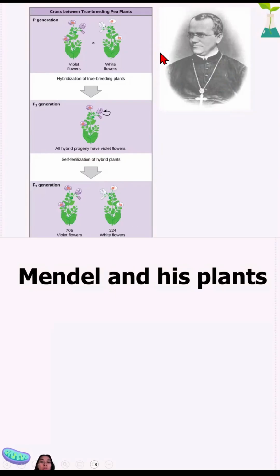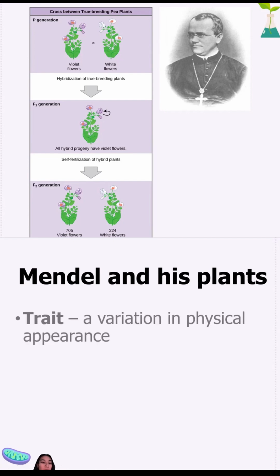The person who started this concept of inheritance was Mendel, and he did a lot of experiments with plants, specifically pea plants. What he was looking at were traits. He saw that some pea plants had purple flowers, some had white flowers, some had peas that were wrinkly, and some peas were smooth. He was looking at all of these traits. A trait is some kind of variation in physical appearance. So a trait could be purple flowers versus white flowers, for example.